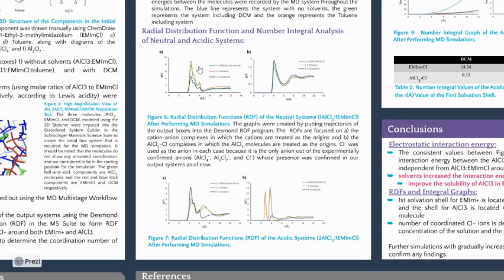The peaks in the graph, like this one, denote the distance of the first solvation shells for each pairing. From these graphs, it was determined that the solvation shell around EMIM is located 4.3 angstroms away and 4.1 angstroms away around the aluminum trichloride centers.